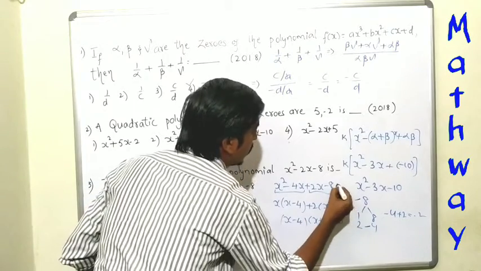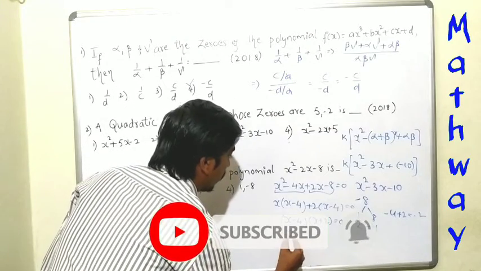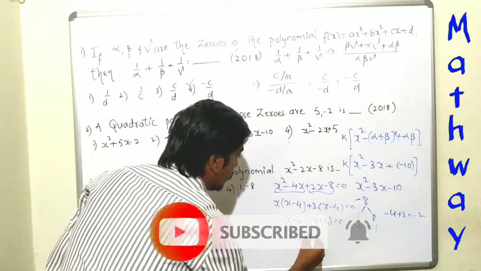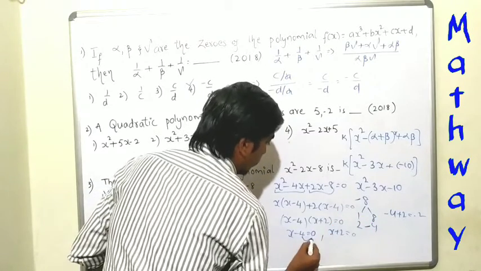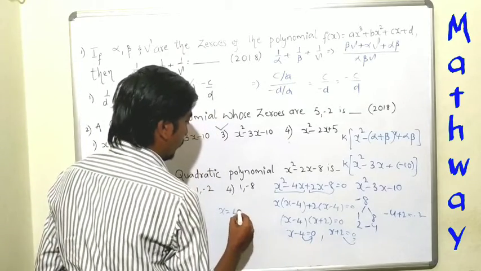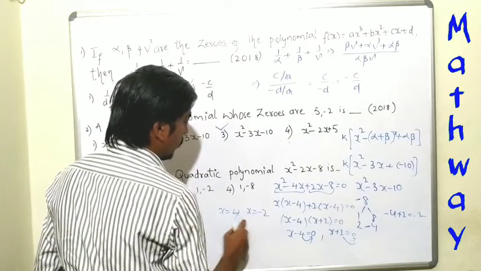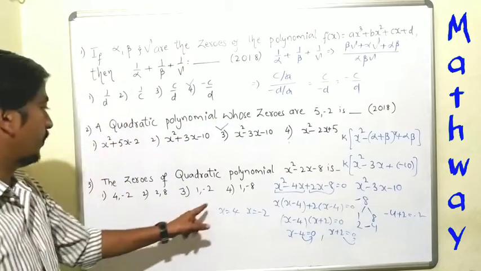So we are finding zeros, right? Take it equal to 0. Now take both terms equal to 0: x minus 4 equal to 0 and x plus 2 equal to 0. If you transpose, you get x equals 4, and here x equals minus 2. So the zeros are 4 comma minus 2. The first option is correct.